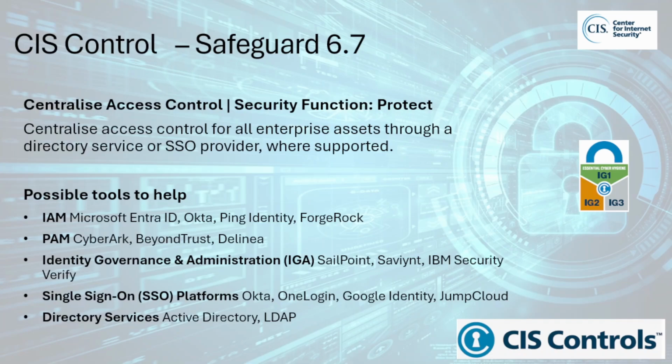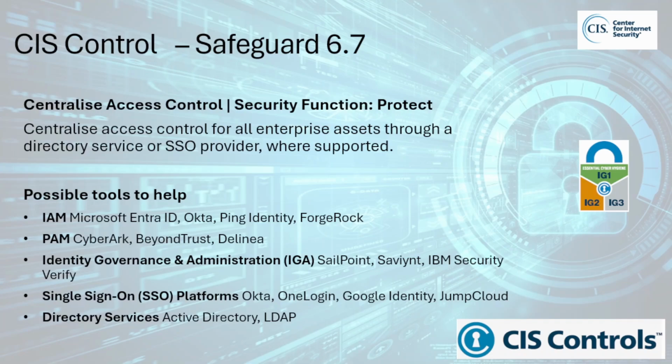Why is this important? 1. Reduces complexity caused by managing access across multiple disconnected systems. 2. Ensures consistent application of security policies and the principle of least privilege. 3. Improves visibility into who has access to what and why. 4. Enables faster response to access risks such as when users change roles or leave the organization. 5. Supports compliance reporting and audit readiness. Centralized access control is a key enabler of zero trust, efficient identity governance, and secure remote work.